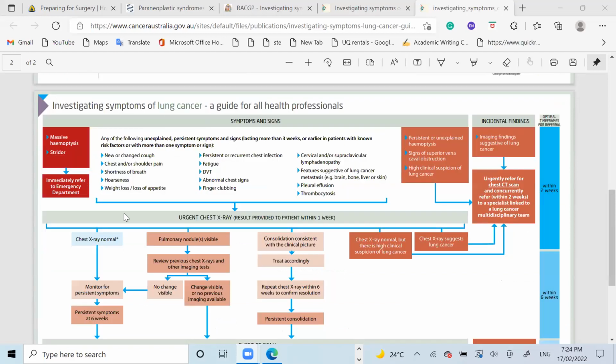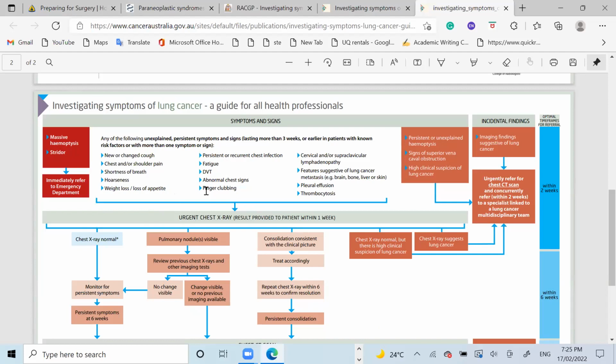If a patient is having signs and symptoms for more than 3 weeks: always new or changed cough, chest or shoulder pain, shortness of breath, hoarseness of voice, weight loss and loss of appetite, very common for any cancer, persistent or recurrent chest infections because of the decreased immunity of the patient, fatigue, DVT. We all know that cancer is a hypercoagulable state, so DVT will always be there in any kind of cancer.